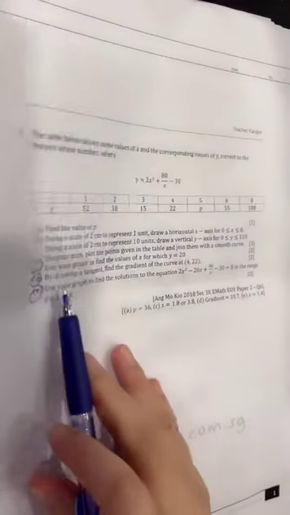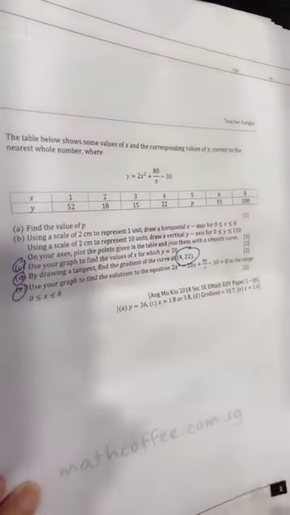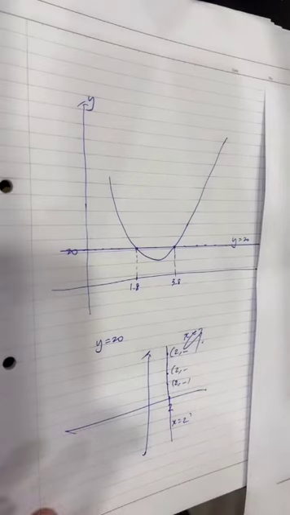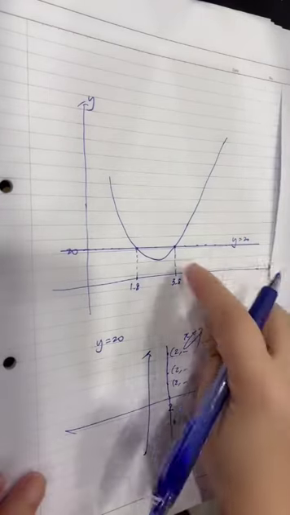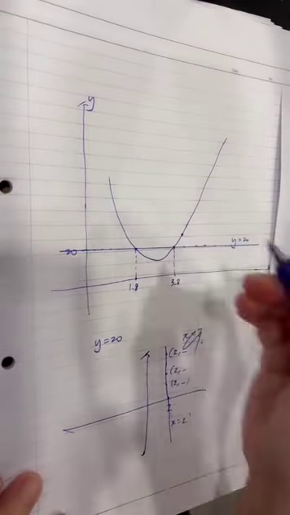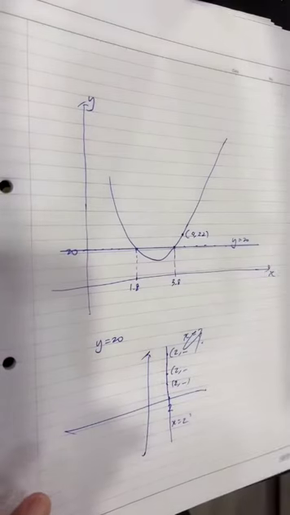Next, they say, by drawing a tangent line, find the gradient of the curve at (4, 22). So (4, 22) means you go to your graph. Of course, my one is not the real one. Just now this one is 3.8, right? So let's say my (4, 22) is here. Then you need to draw a tangent line.